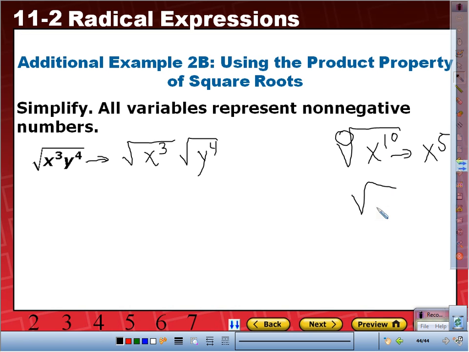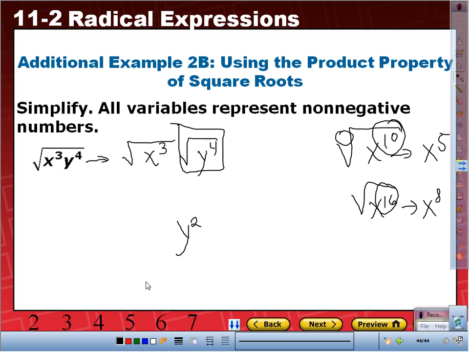The next one, x to the 16th. This becomes x to the 8th. Why? Because I divide by 2. So what did we agree? That these need to be even numbers. So is this an even number? Yes. So what is 4 divided by 2? Y squared. Are we there so far? So we're done with this one.